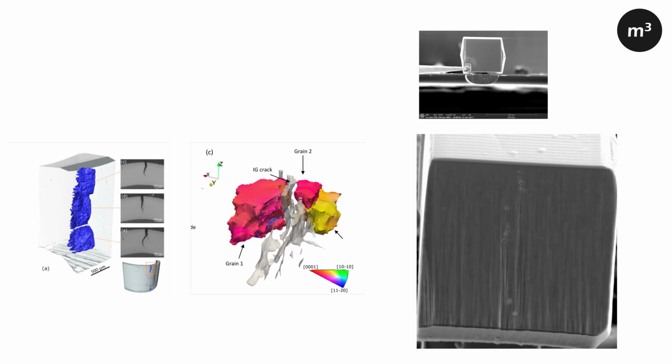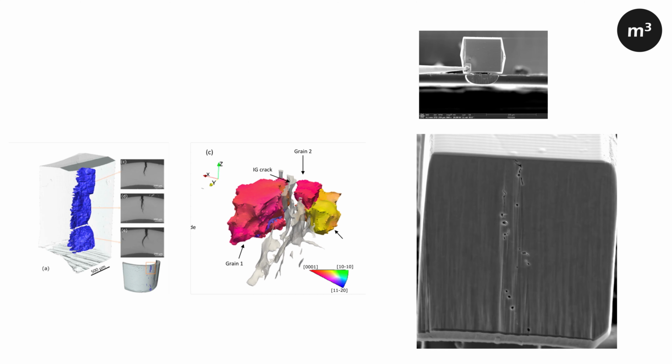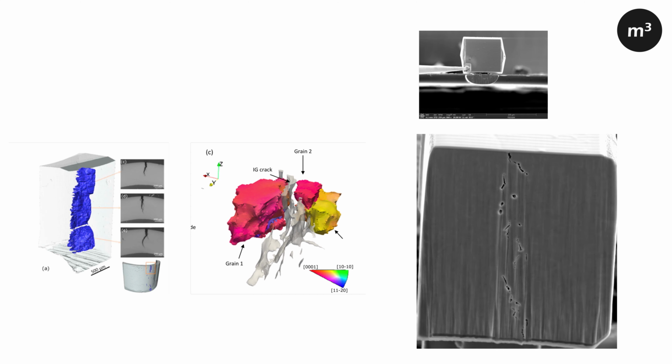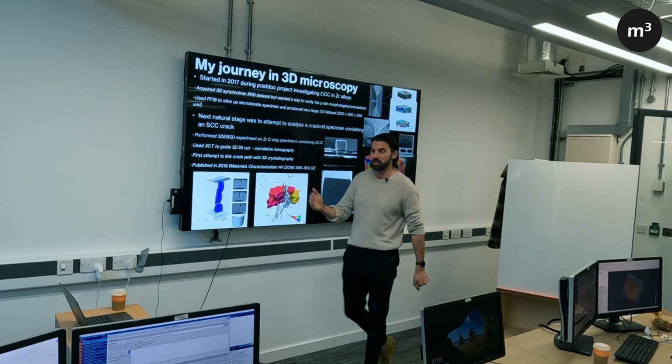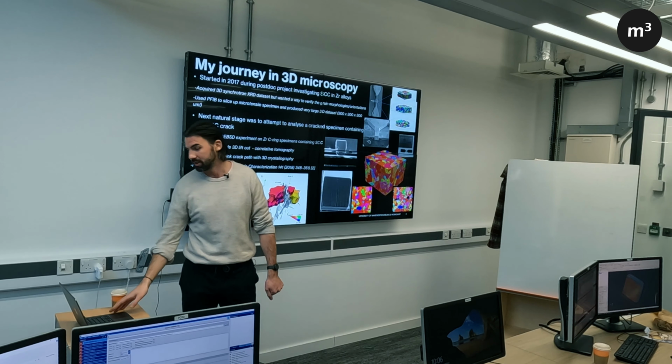Someone who was much better at computers than me was able to actually compute the grain boundary plane. So we were able to fully characterize the grain boundary and work out which grain boundaries are susceptible to cracking, which is impossible using 2D analysis.